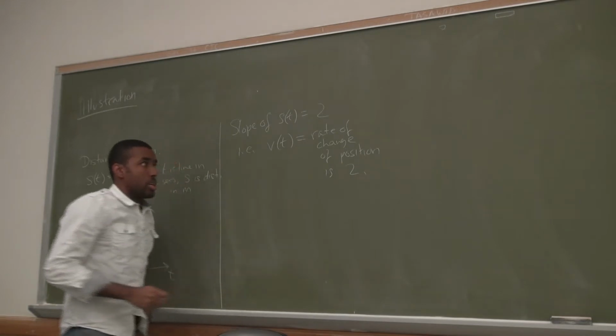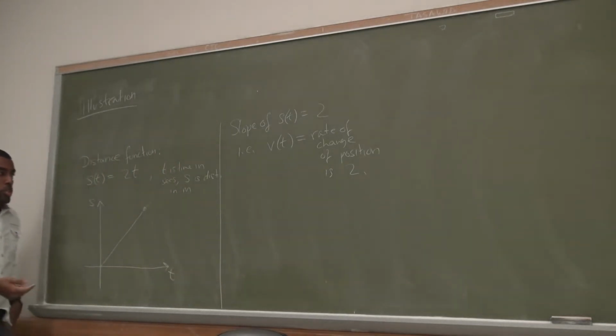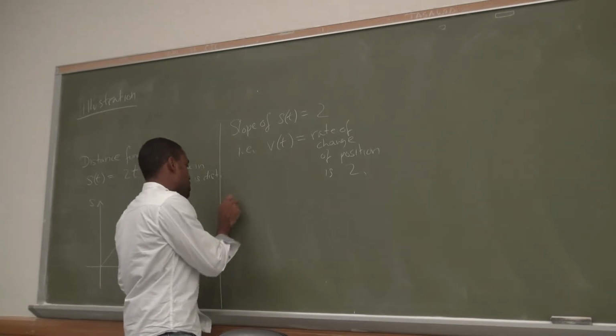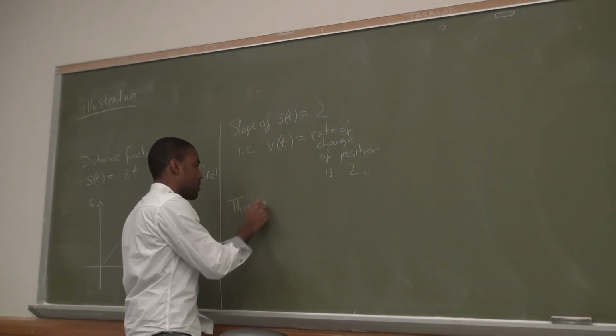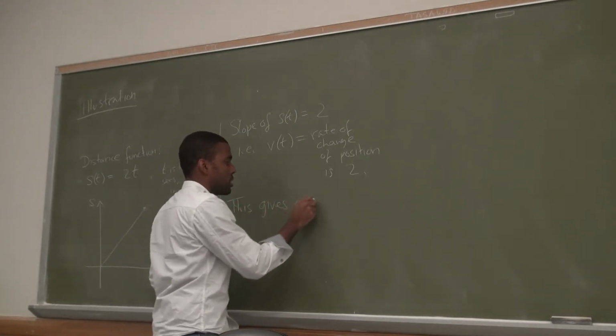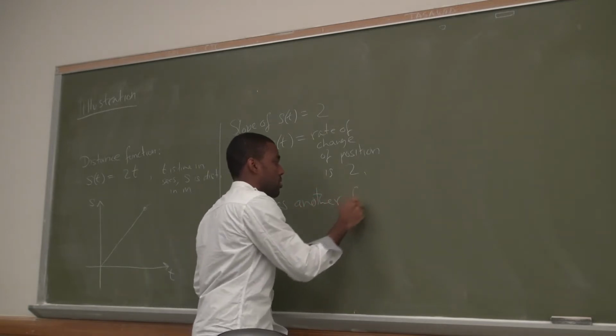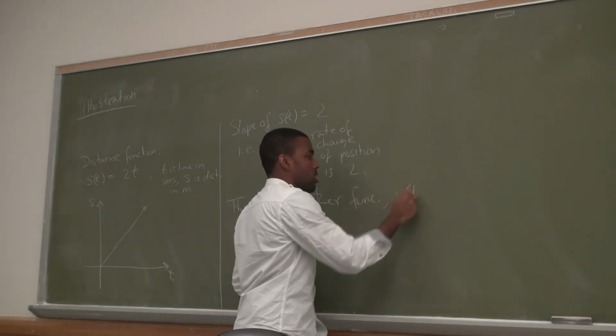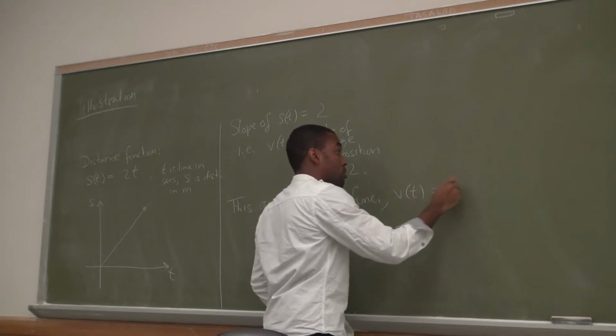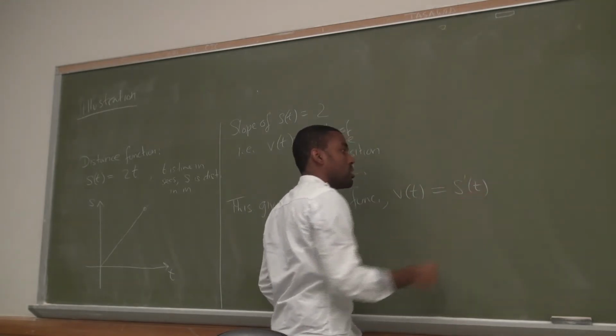Right? And now what we did with derivatives is we tried to have a formula that gave us the slope in general. And we could actually treat this formula as a function in its own right, right? So this gives another function called v of t, which we know is the derivative.